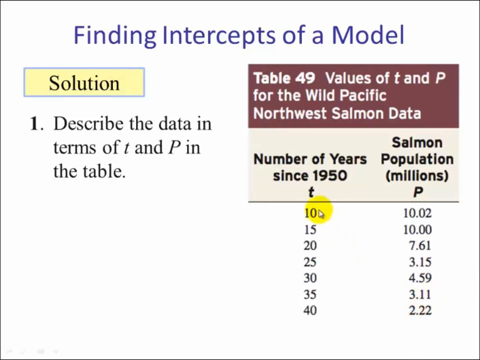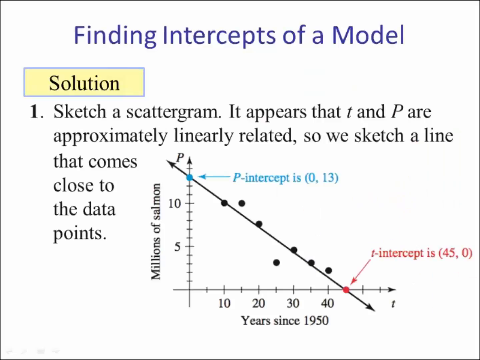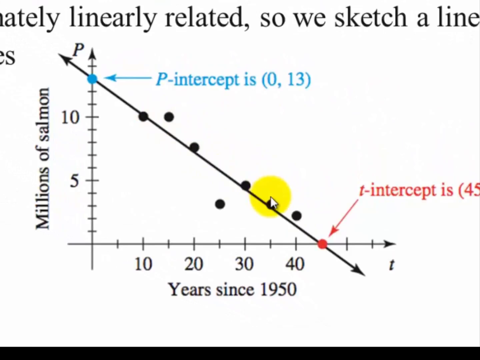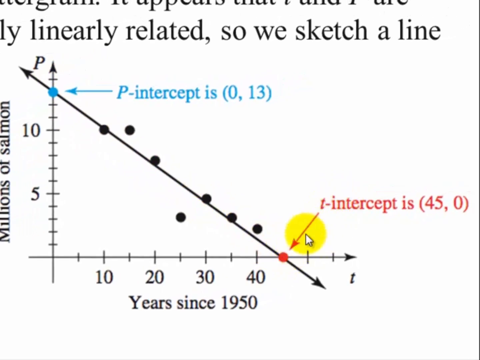So for 1960, T will be 10, 1965, T is 15, and we have the corresponding P values. We sketch the scattergram, and according to the scattergram, there appears to be a linear relationship between T and P. So we draw this line. Now from this line we see that the p-intercept is 13 and the t-intercept is 45.